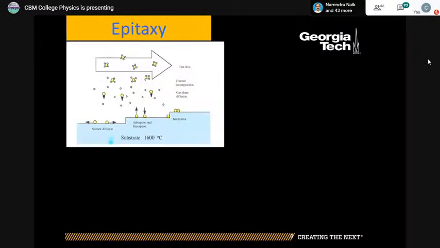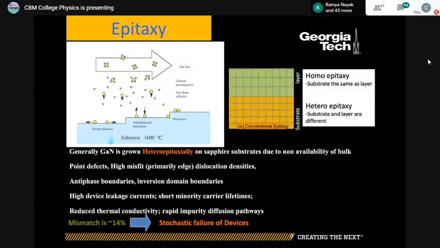Let me go to epitaxy, which is the second topic in my outline. So what is epitaxy? Epitaxy literally means, epi means on, taxy means arrangement. So we are arranging atoms on top of something. To be more clear, from a technical point of view, we are arranging atoms on top of a single crystalline substrate. That's what epitaxy means. So growing a crystal on top of a crystal is what epitaxy is.